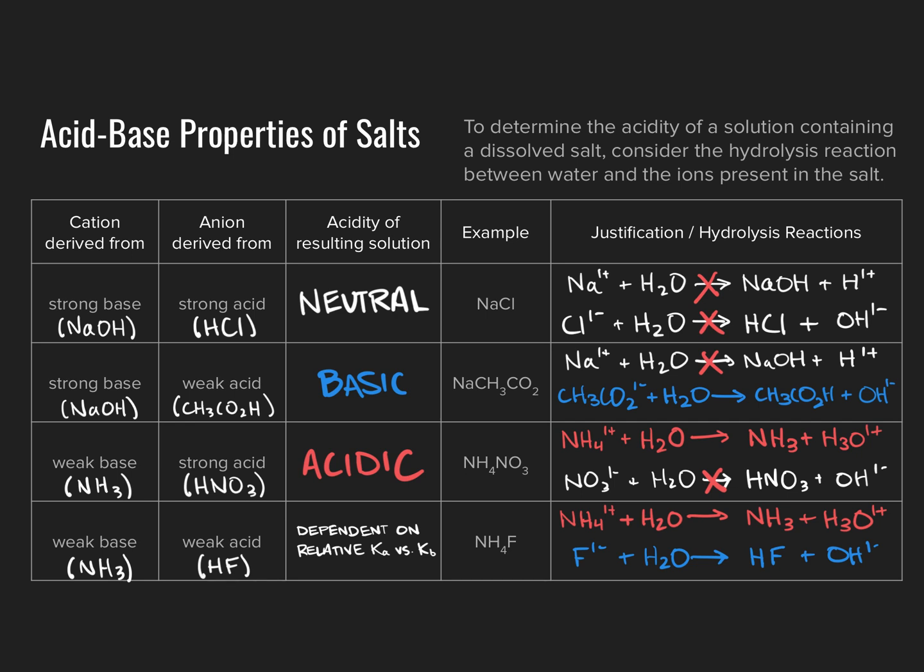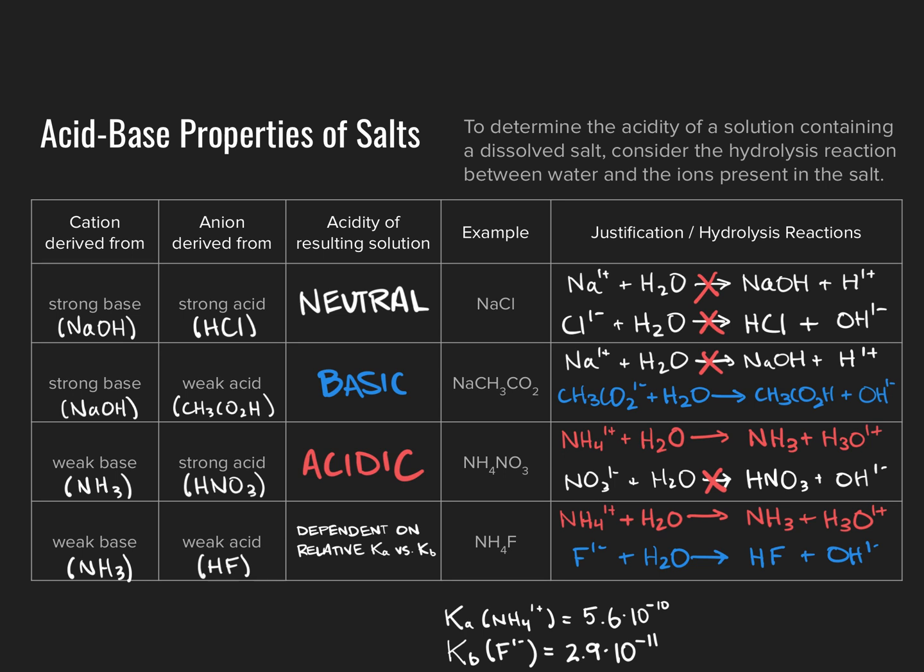So if we look up some actual data here, I can find on a table of Kas a value of 5.6 times 10 to the negative 10th for the Ka of the ammonium ion, NH4 positive. And similarly, looking up data for the Kb of the fluoride ion, F negative, I find a Kb value of 2.9 times 10 to the negative 11th.